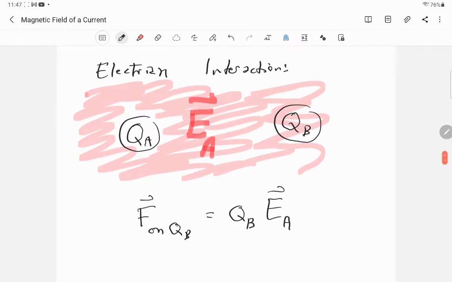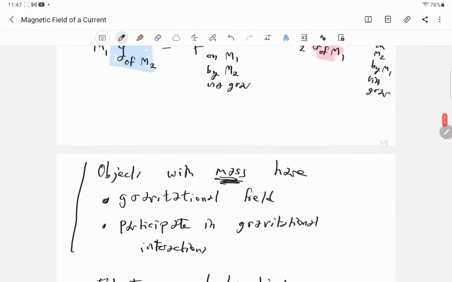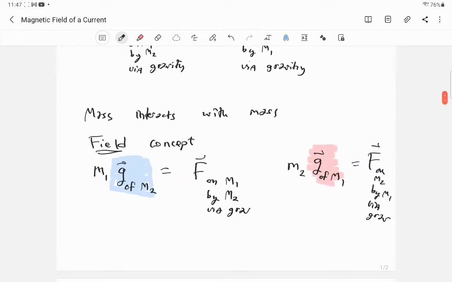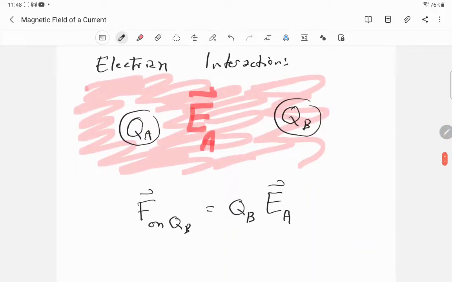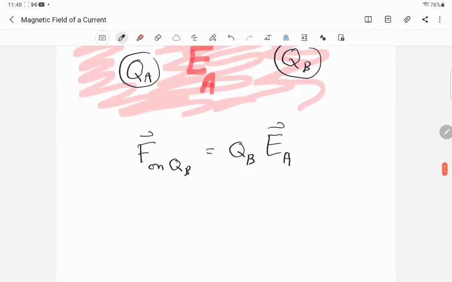But can you see how similar this is to gravity? Instead of an electric field, I have a gravitational field. The gravitational field belongs to a certain mass, and a different mass feels it. So here's the force on the other mass. This is how mass 1 feels the field of mass 2. Likewise, it's the same kind of idea, a field concept for electric force.